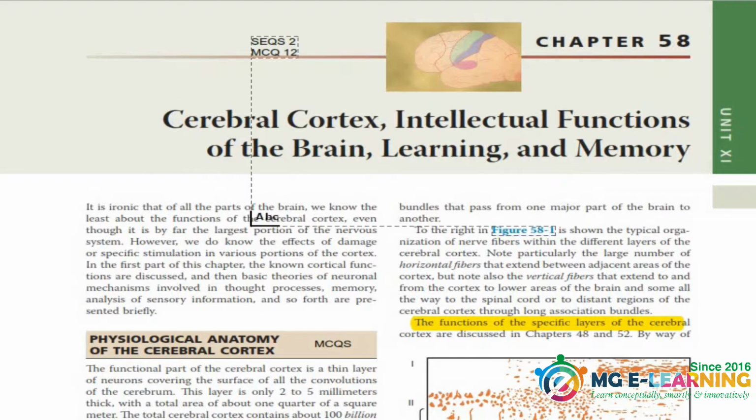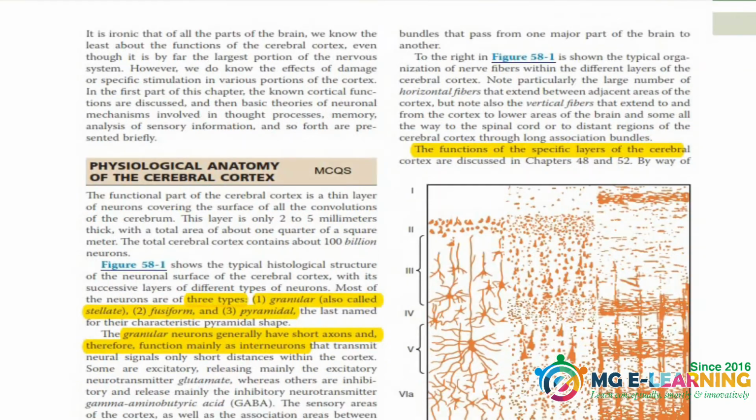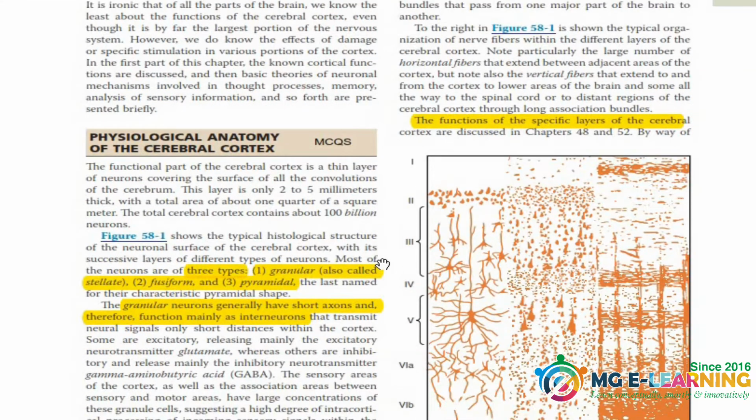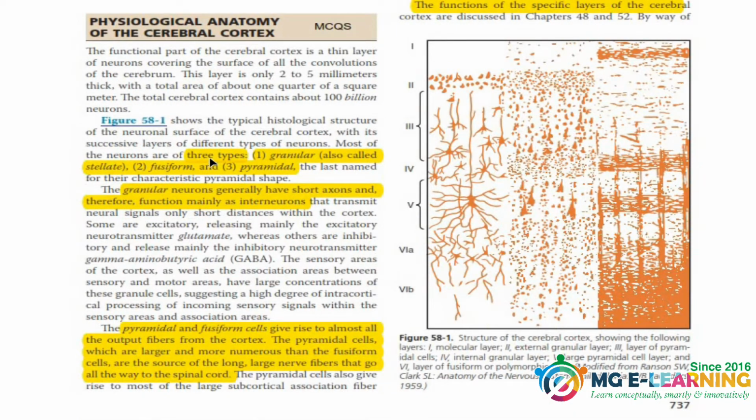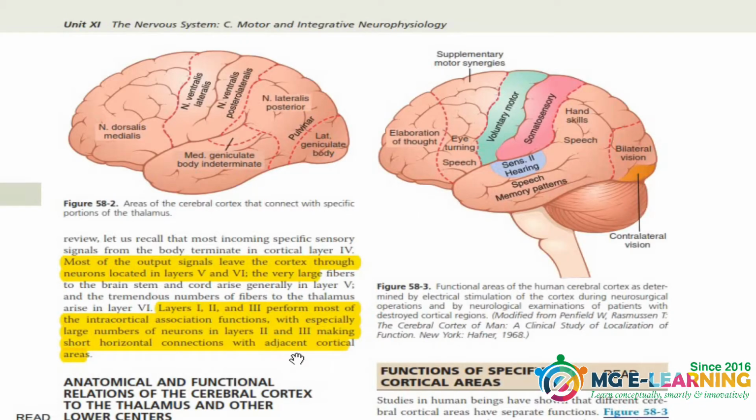Now coming towards specific topics. First of all, this paragraph is not important. You don't have to read this. Next is the physiological anatomy of the cerebral cortex. This topic has some potential MCQs like 3 types of neurons. This is important for MCQ. Then this is pyramidal and fusiform cells. This is also important for MCQ point. Next is this is also important for MCQ. This is also important for MCQ.